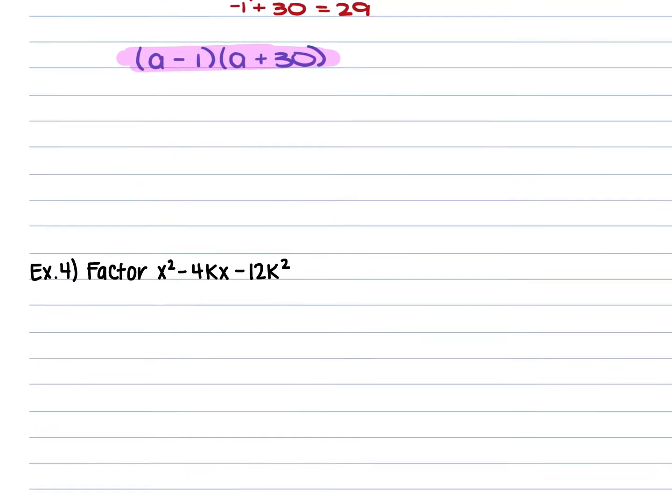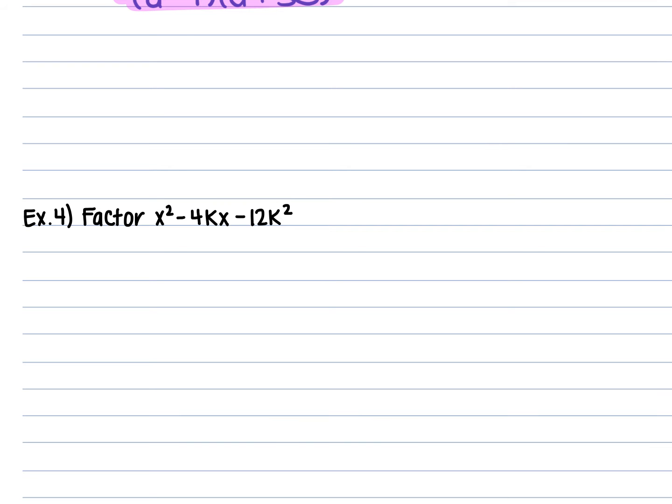For example 4, we have x squared minus 4kx minus 12k squared. Now if you look here, that b term is negative 4kx, which means that c term, that k squared, when we factor it, both of your factors are going to have a k on it. So if we find the factors of negative 12 that add up to be a negative 4, we would have a positive 2 and a negative 6. However, this 2 is going to have a k on it, as well as the 6. So this is going to give us x plus 2k times x minus 6k.